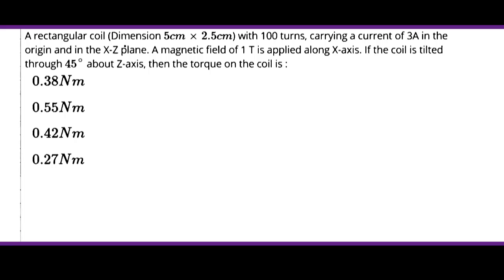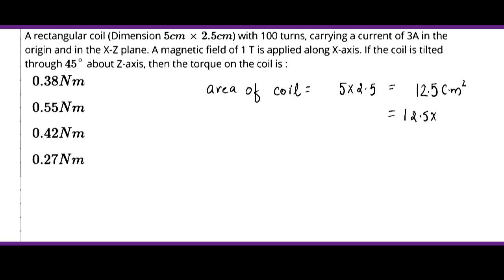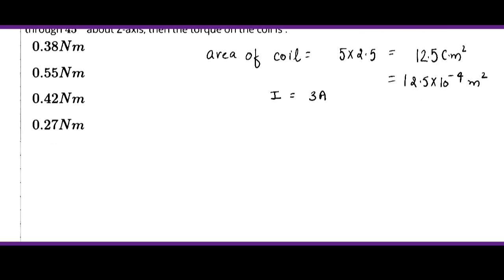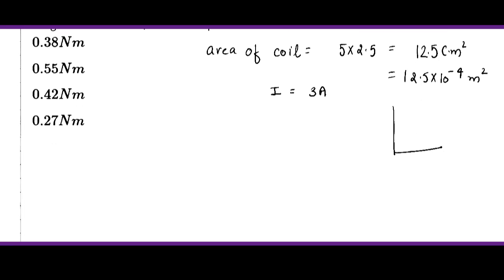So in this question we are given a rectangular coil of dimension 5 cm into 2.5 cm. First we will find out area. So area of coil will be equal to 5 into 2.5 centimeter, so that will be equal to 12.5 centimeter square. We can write this value as 12.5 into 10 raised to power minus 4 meter square. Carrying a current that is I equals 3 ampere in origin and in xz plane. So coil lies in xz plane. So this is x-axis.